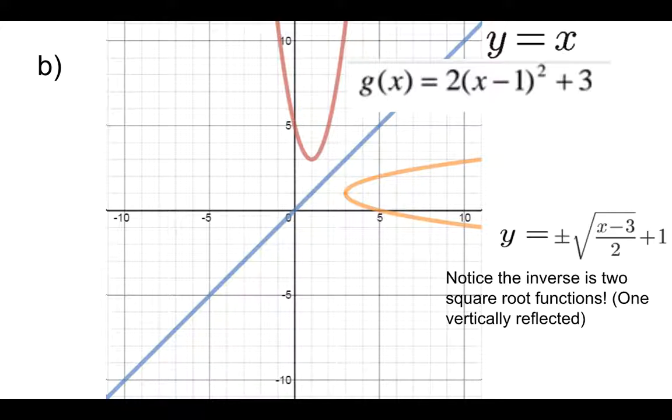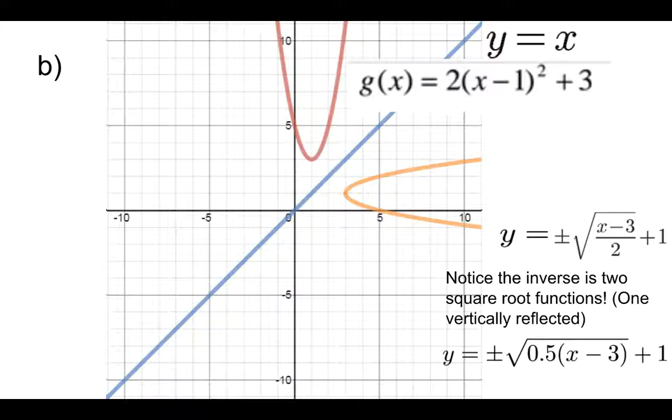And you can also notice that the inverse function that we calculated in the last slide is actually 2 square root functions. One's positive, one's negative. So one will actually be vertically reflected. To see that a little bit better, to connect it with the transformations we've seen in the past, you can write it like this. Instead of writing divide by 2, you write multiply by 0.5. You can see that vertical stretch by 2, the horizontal shift right 3, and up 1.